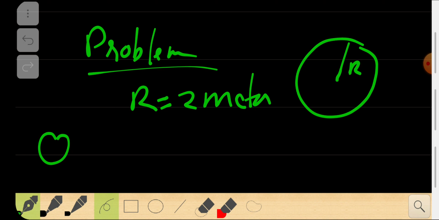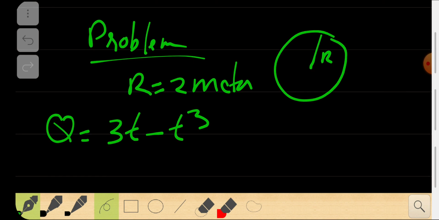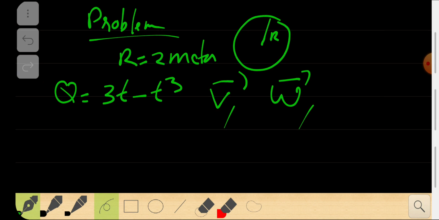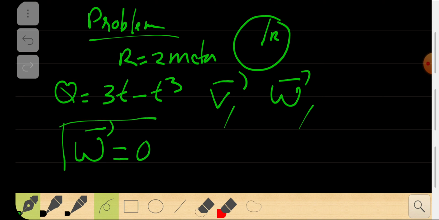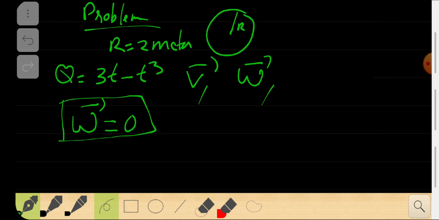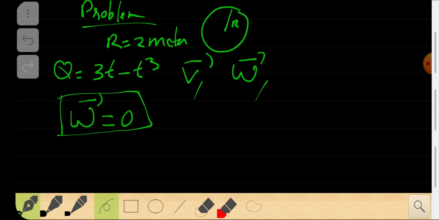And theta, which is a function of time, will be 3t minus t cube. So let it be like that. Let's find out what the velocity is just to understand the theory. Velocity and omega. Let's find out when omega is equal to 0. Is there a point where angular velocity is equal to 0? Let's find out that. Omega is just straightforward.